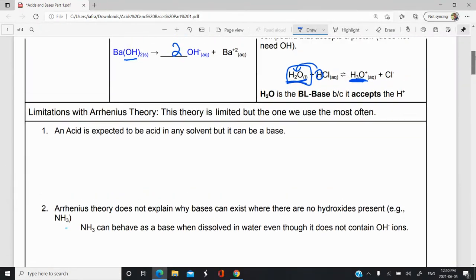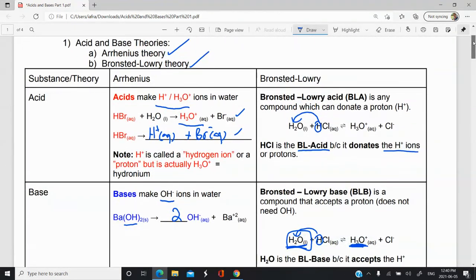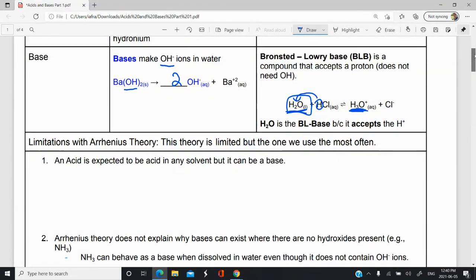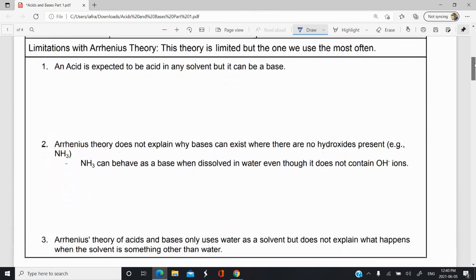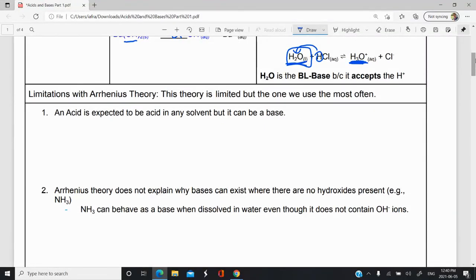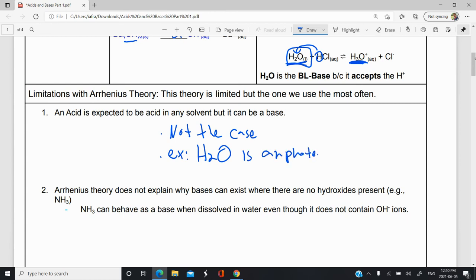So we saw that Arrhenius' theory is very commonly used, but there are a lot of limitations to it. For example, we saw that according to Arrhenius, an acid should always be an acid no matter what. But we know that's not the case. We know there are substances that can be acid or base depending on the context. For example, water is amphoteric. It can be an acid in some contexts and a base in other contexts.